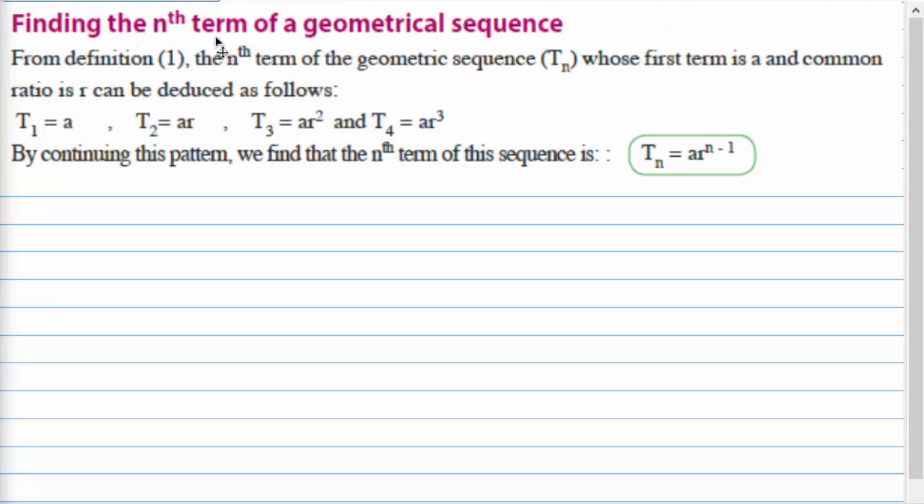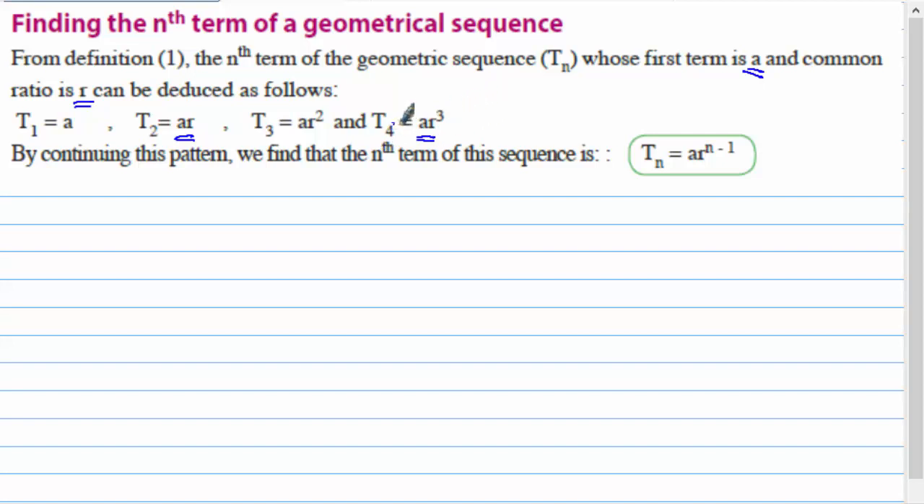Finding the nth term of a geometric sequence. From definition 1, the nth term of the geometric sequence Tn, whose first term is a and the common ratio is r, can be deduced as follows. Here we have T1 equals a, T2 equals ar, T3 equals ar power 2, and T4 equals ar power 3.